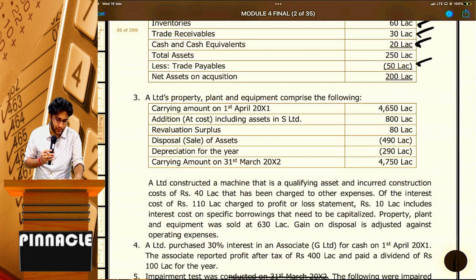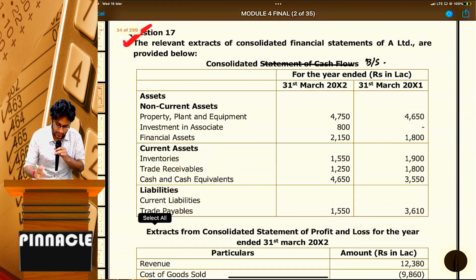Next, third point. A Limited's PPE comprises the following. Opening carrying amount is 4650. You can verify this in the last year balance sheet also.